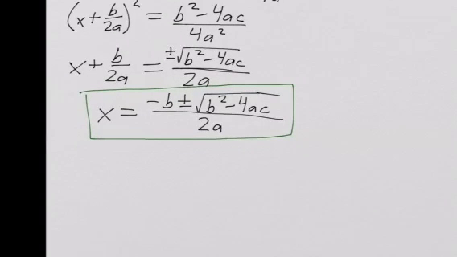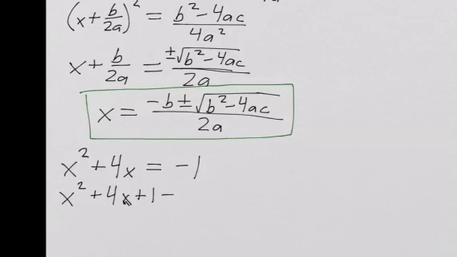So, we'll go with the equation x squared plus 4x equals -1. Now, with it in this form, we cannot use the quadratic formula. So we need to add 1 to both sides. And now we can plug it into the quadratic formula like this.